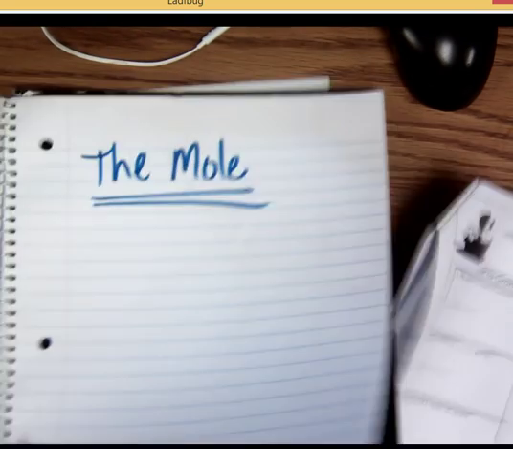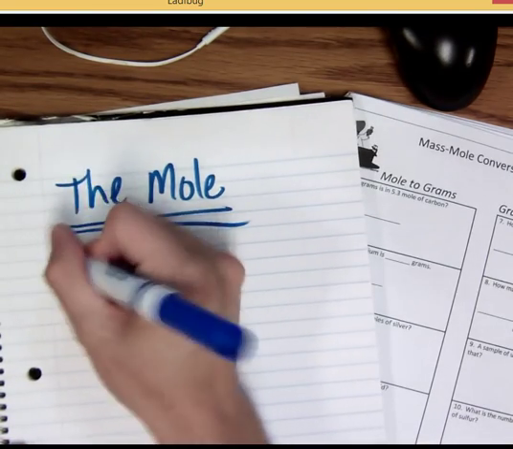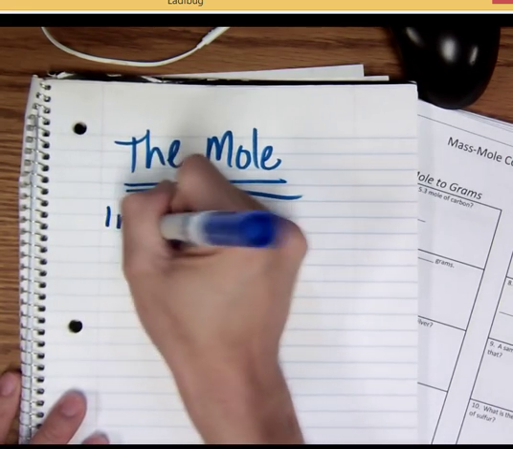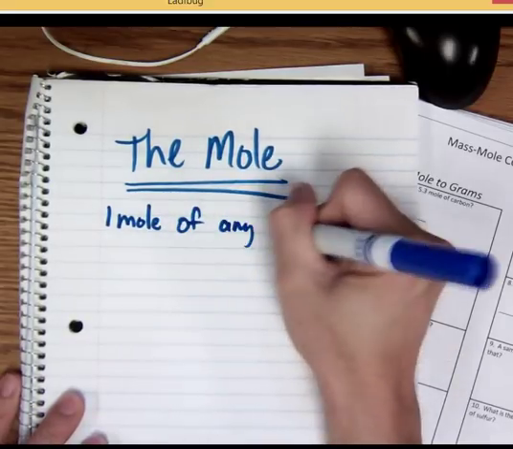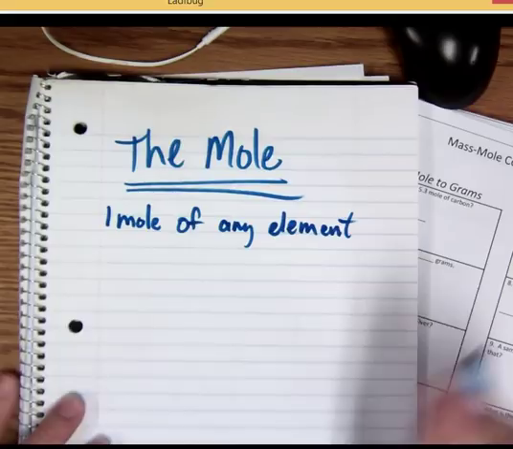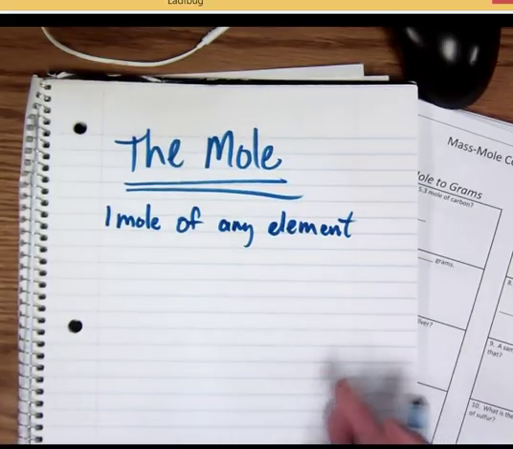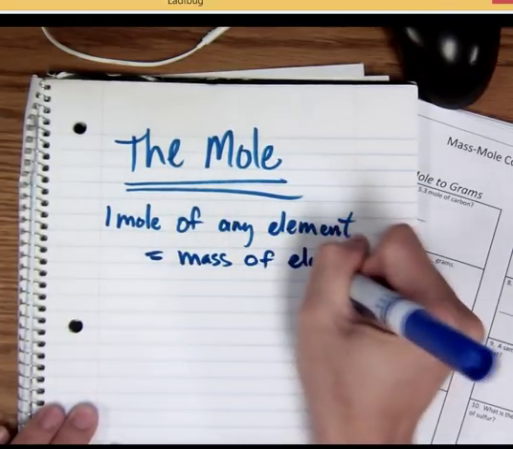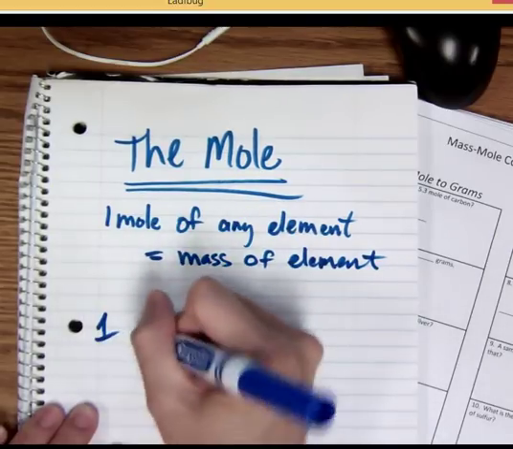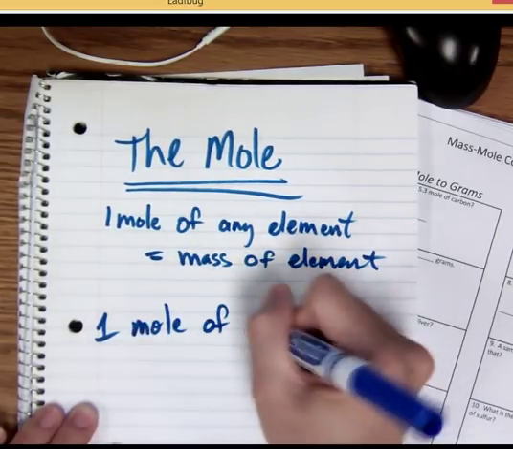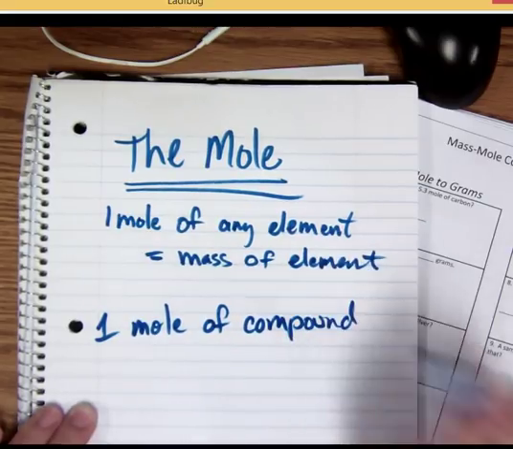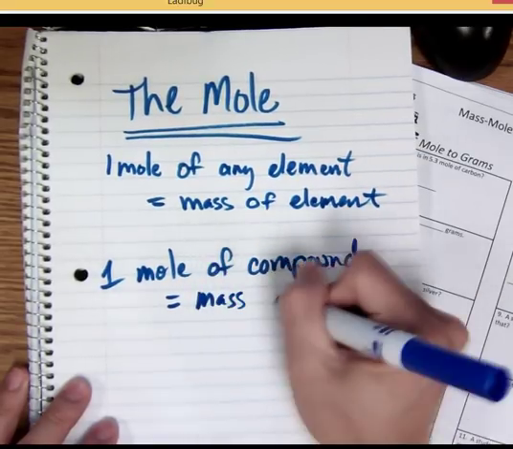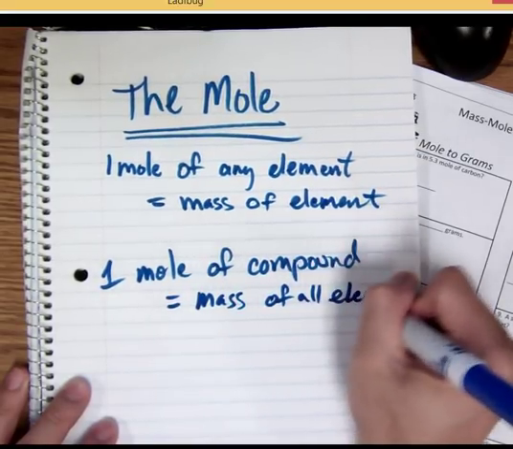So a mole is just simply a number. Okay? A mole is a unit. So let's say 1 mole of any element has the mass of that element. Okay? 1 mole of the compound is equal to the mass of all the elements added together.